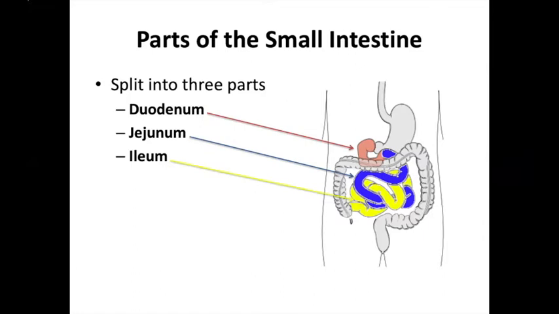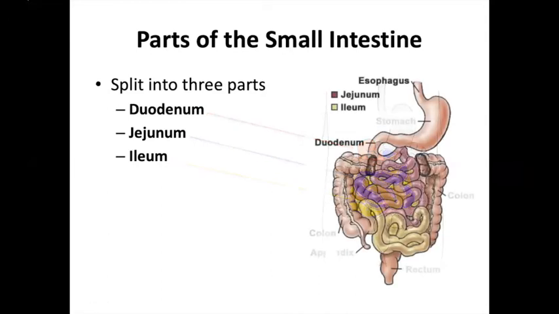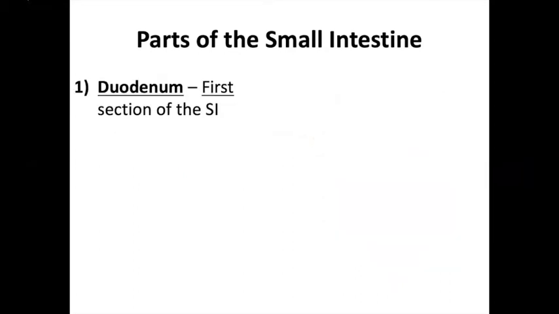There is no official transition point. Like there's no point where a doctor is going to go, yes, right there is where you're going to go from the duodenum to the jejunum. It's a rough estimate location. All right. So let's separate them out here.